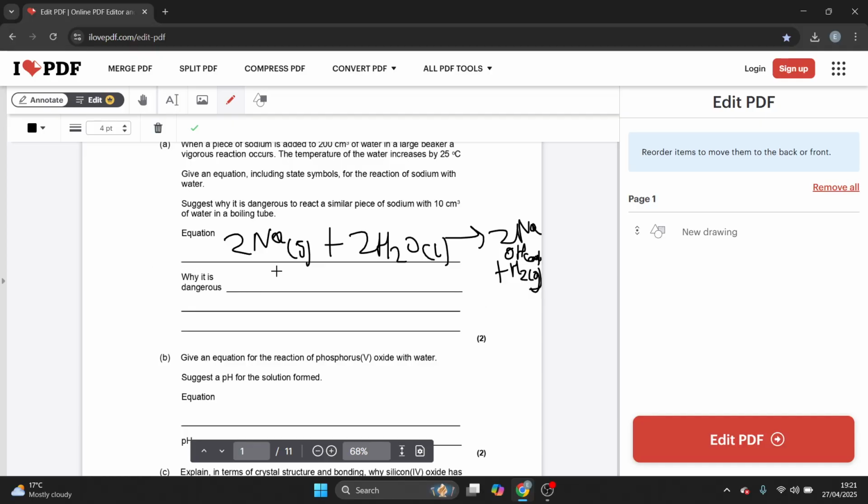Why is it dangerous? The idea that reactants can shoot out of the tube.